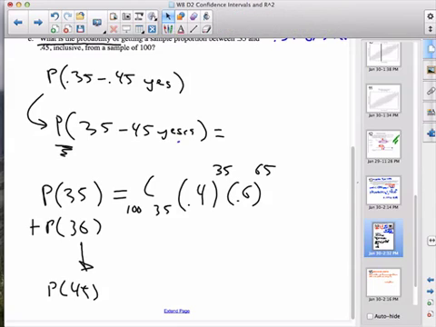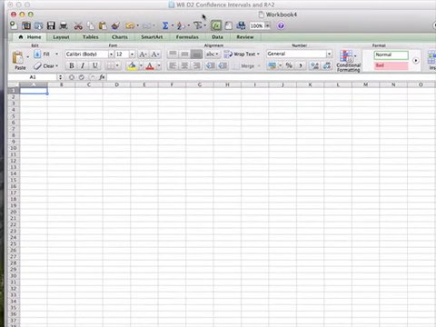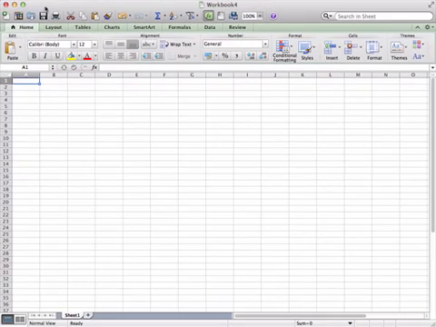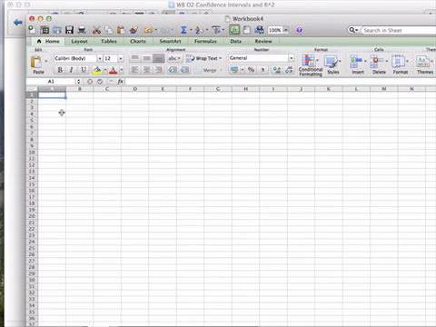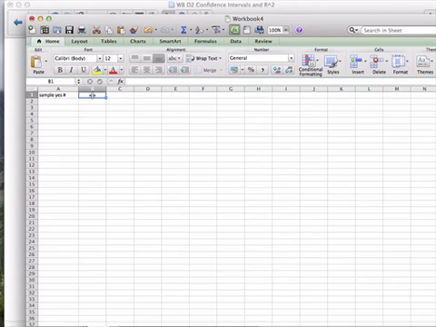You can save some time by using Excel. The instructions are on the worksheet, but I'm also going to do them here. You can label a column "sample yes number," the number of yeses. And then in the next column, we want to say the probability. Again, you don't have to be following along right now. This is going to be saved as a little video.